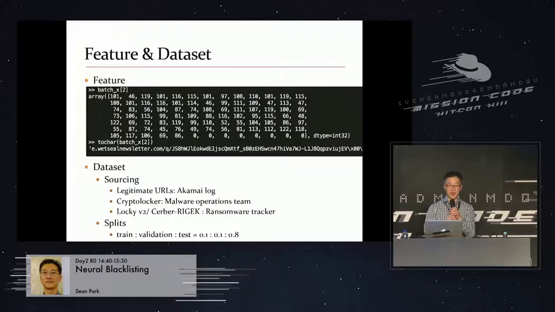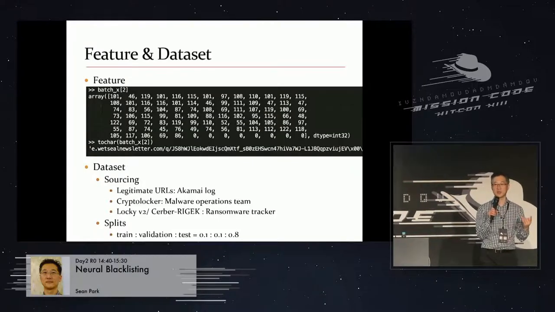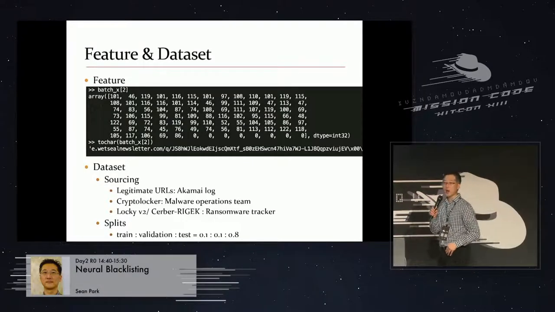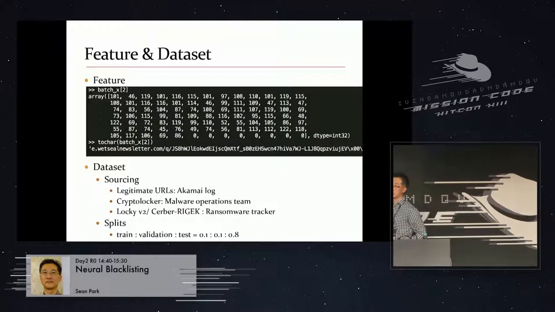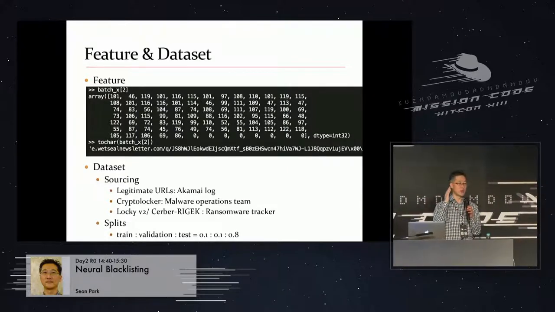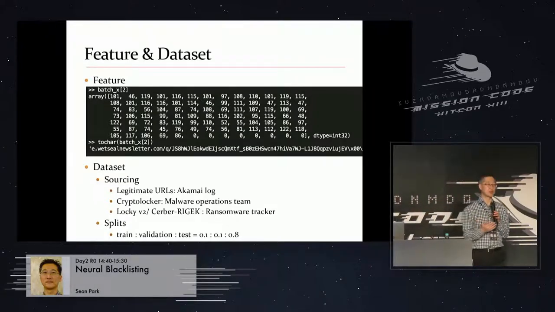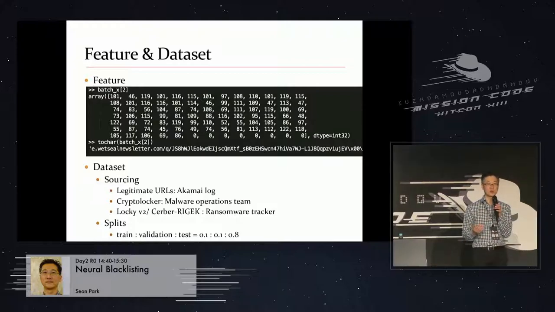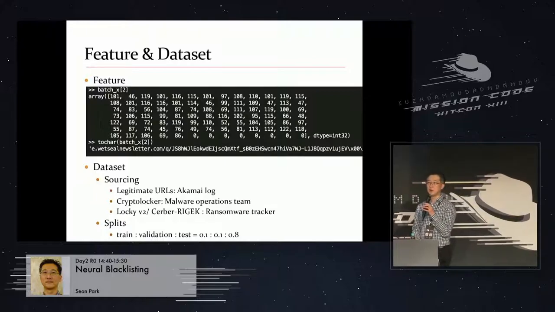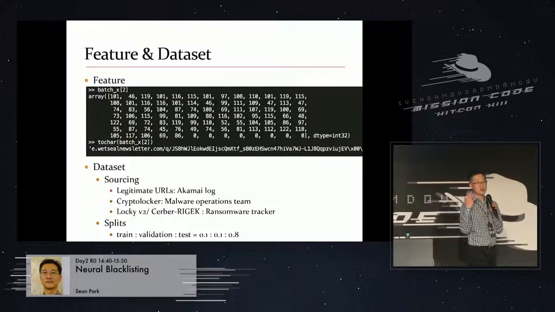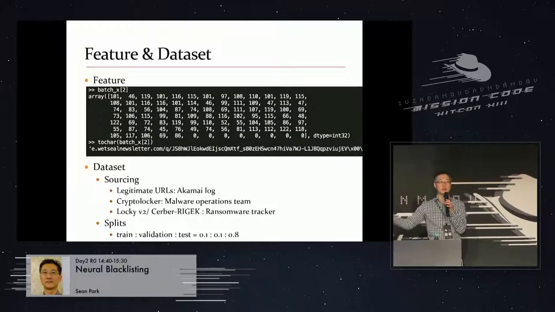People are asking, okay, you have been talking about deep learning, so what is the feature? What is the input? What does the input look like? And that's the answer. The biggest beauty, I think, of deep learning compared to old-style machine learning is that we don't need to do feature engineering. We don't have to spend hours and hours or days and days to find out what the right feature would be to achieve your goal. So the input is going to be just the URL characters.